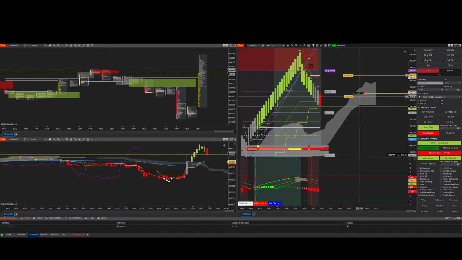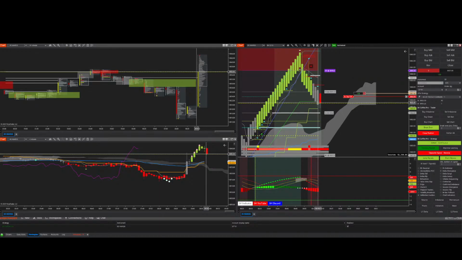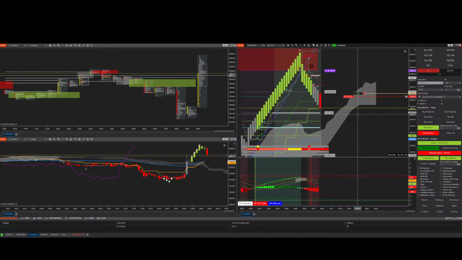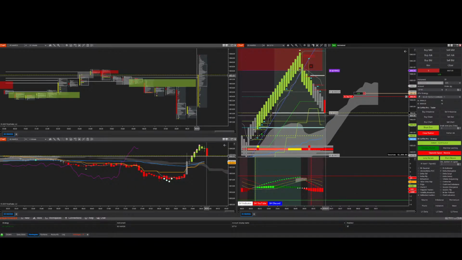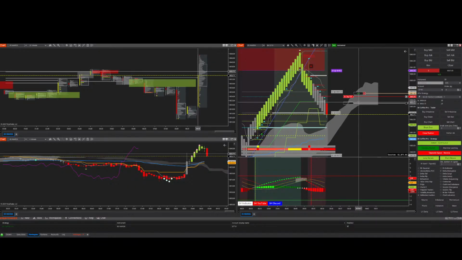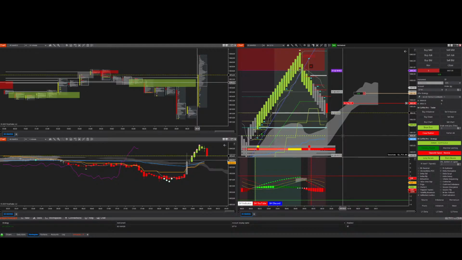There we go. It broke this little area here. Should be able to guard there, lock in profits. Now we're at our target. I'm going to go ahead and lock down a little bit more.